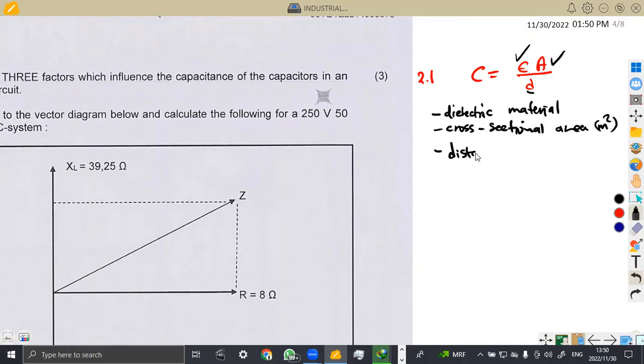So we can also talk of the distance between the plates, or the distance between the given metal plates. Okay, so those are the 3 factors that we can have. As you can see, if you know this formula, you can just take your answers from there.